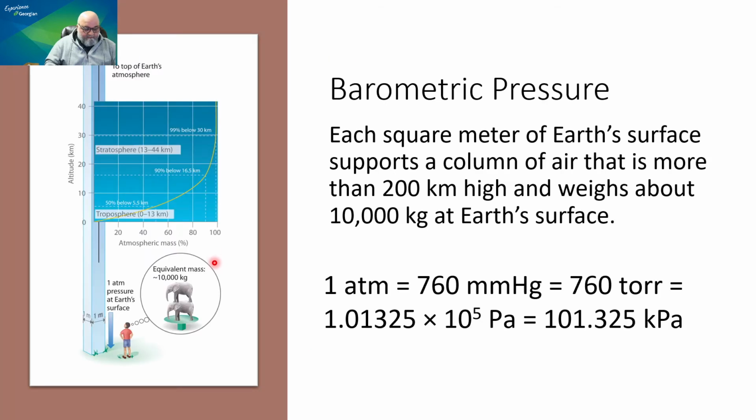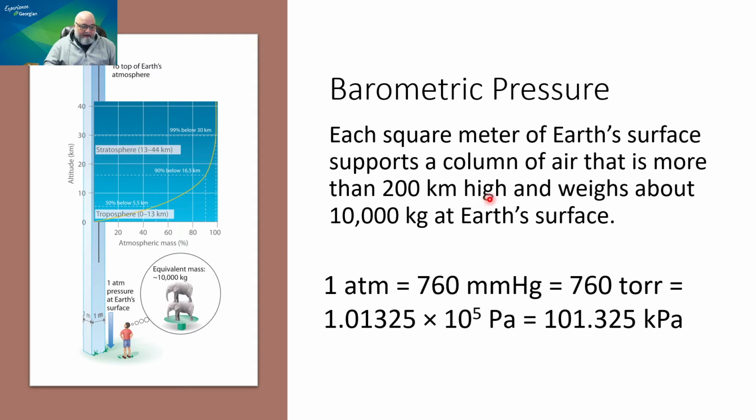So let's start with the whole idea of barometric pressure. Barometric pressure is the atmospheric pressure. It's the same thing, and it's the pressure of air that simply presses down on us. If you look at the column of air that extends all the way to the outside of the atmosphere, you're going to find that each square meter of Earth's surface supports a column of air that is more than 200 kilometers high. Okay, put that in perspective.